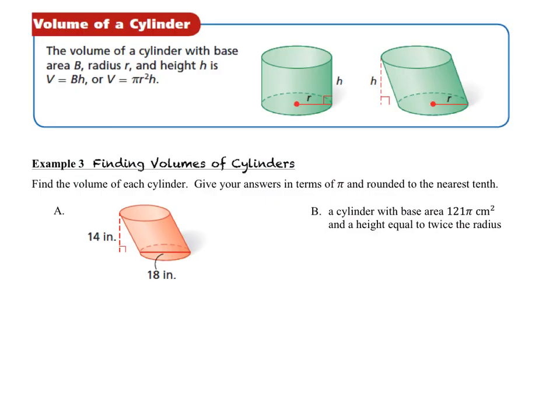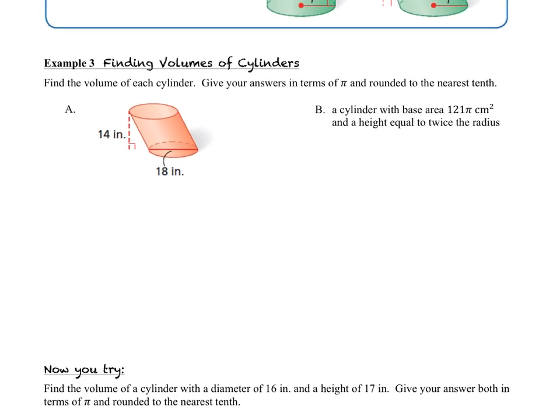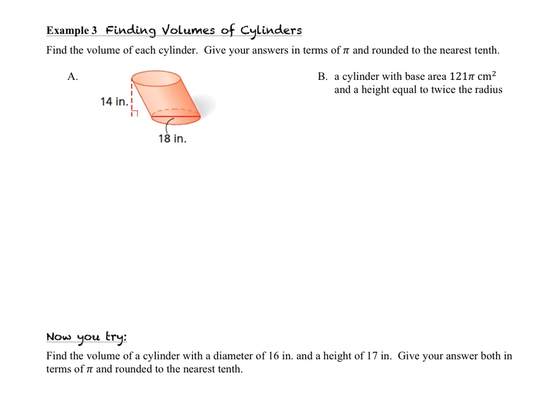The volume of a cylinder with base area B, radius r, and height h is V equals uppercase B times h, where uppercase B is pi r squared, meaning the area of the circular base of the cylinder. We've got a couple of examples to work on. And the directions say find the volume of each cylinder, give your answers in terms of pi, and rounded to the nearest tenth. So each of these questions is going to have 2 answers.